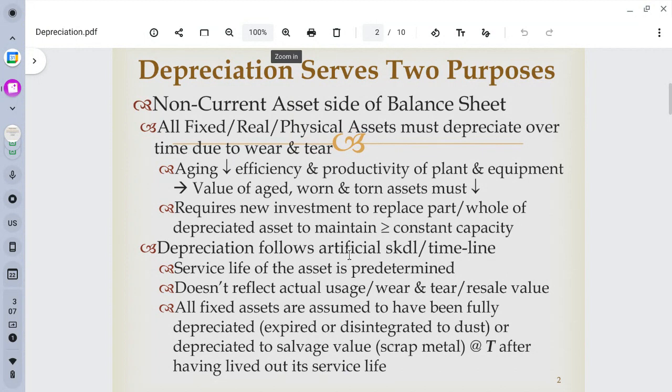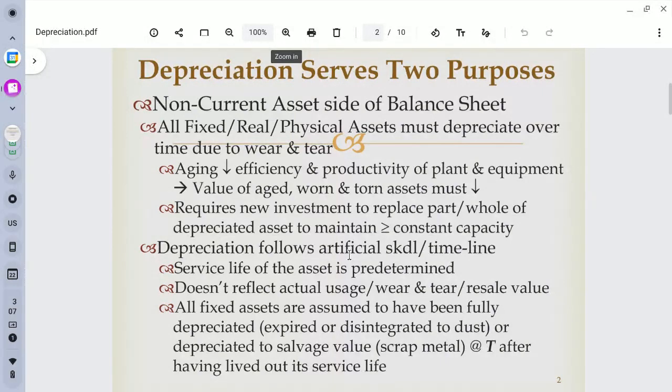service life of an asset is predetermined, right? Let's assume we're talking about your company vehicle. I've been telling you, your personal vehicle depreciates naturally. In other words, if you've been taking very good care of your personal car, and if you have low mileage on that car, then the depreciation would be relatively less. And when you resell it, you would get a good value on it. So that's natural, not artificial. But the business assets are depreciated by artificial schedules.